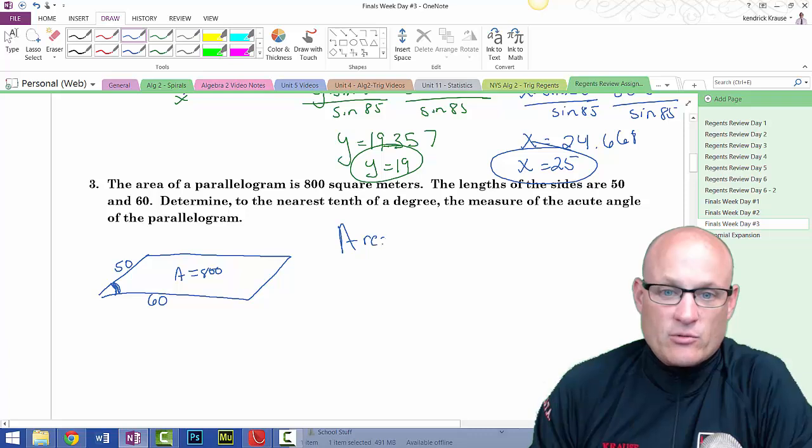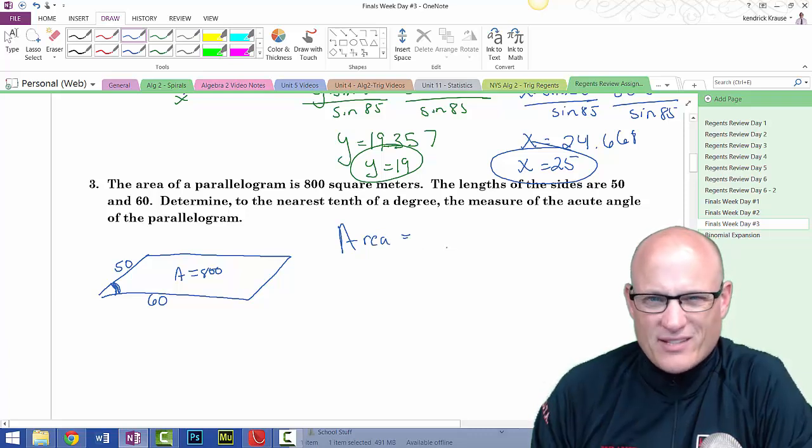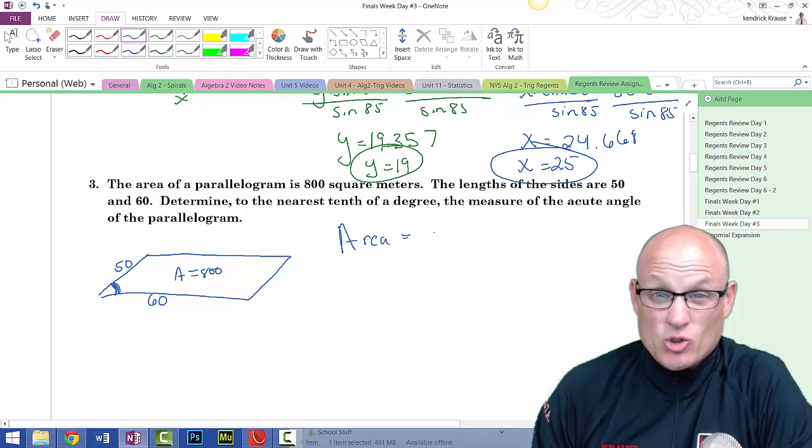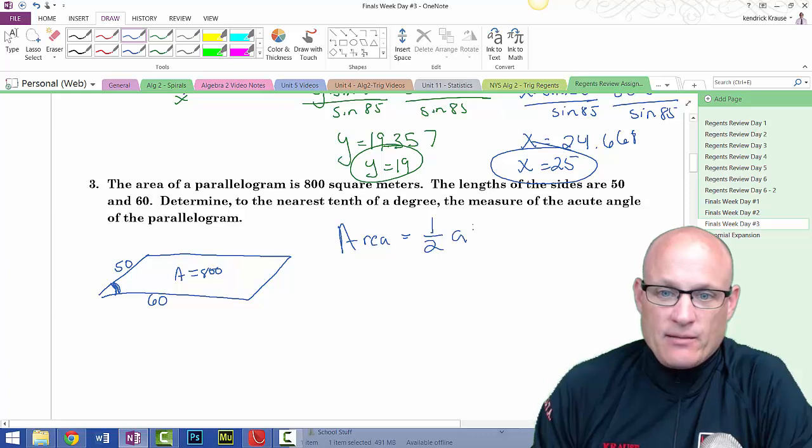Area is equal to, by the way, if you ever use 1/2 base times height on a trig regions, slap yourself silly. It's kind of dumb. It's 1/2 AB sine C, except we don't have a triangle, so we get rid of the half. So 800 is equal to 50 times 60 times the sine of C.